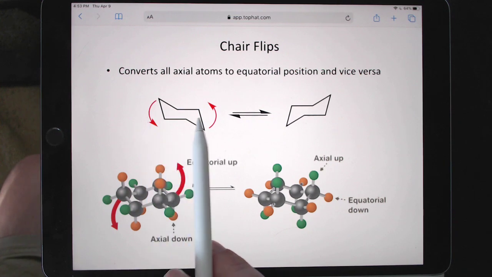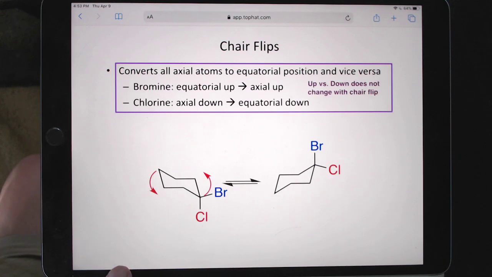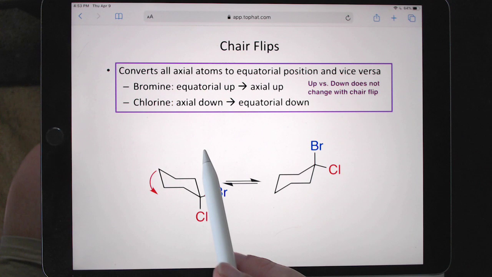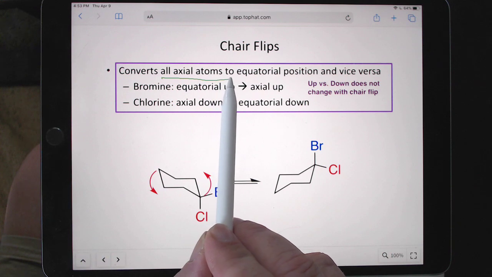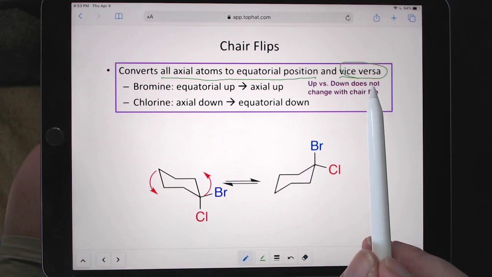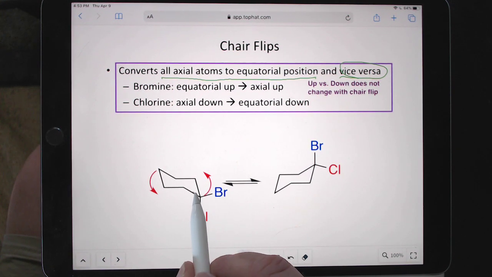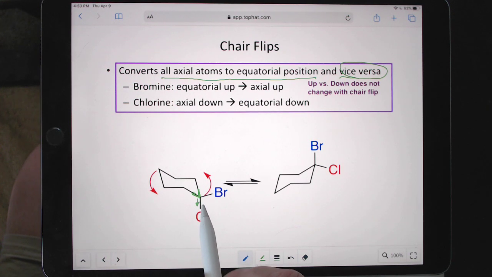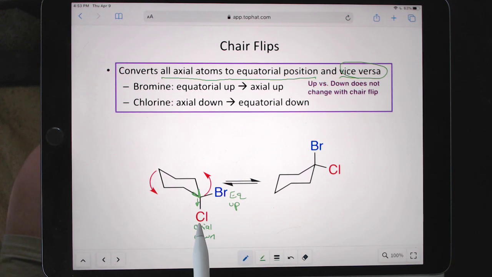Now, the thing is, we can do a chair flip. You can do this infamous chair flip. When that happens, all the axials convert to equatorial, and vice versa. But up and down don't change. So in here, the carbon-carbon bonds are pointed straight down, so this is the axial, so this is axial down. That means this is the equatorial sticking off to the sides. This is equatorial, but it's up, because it's still higher than that chlorine.